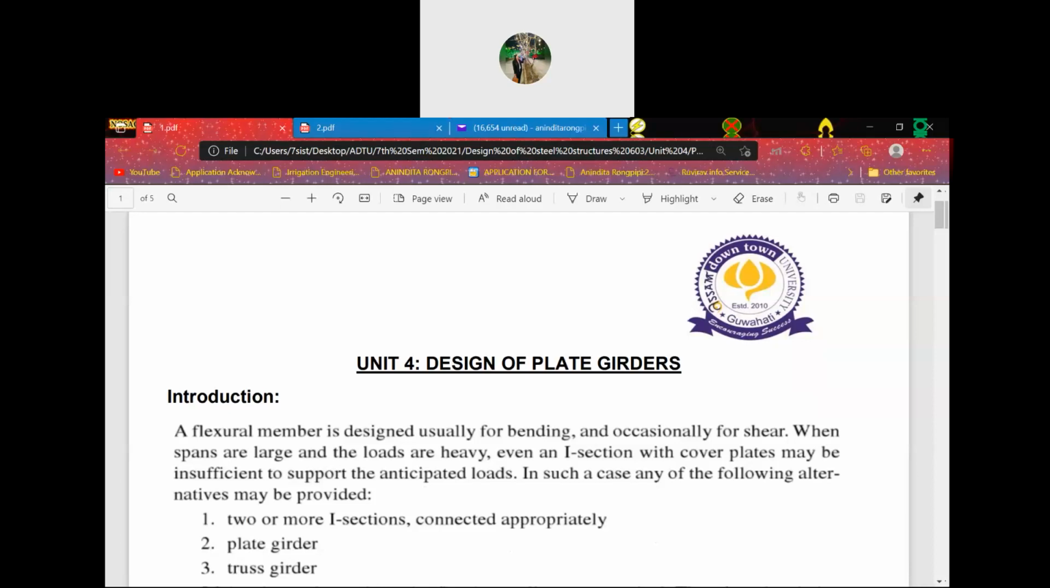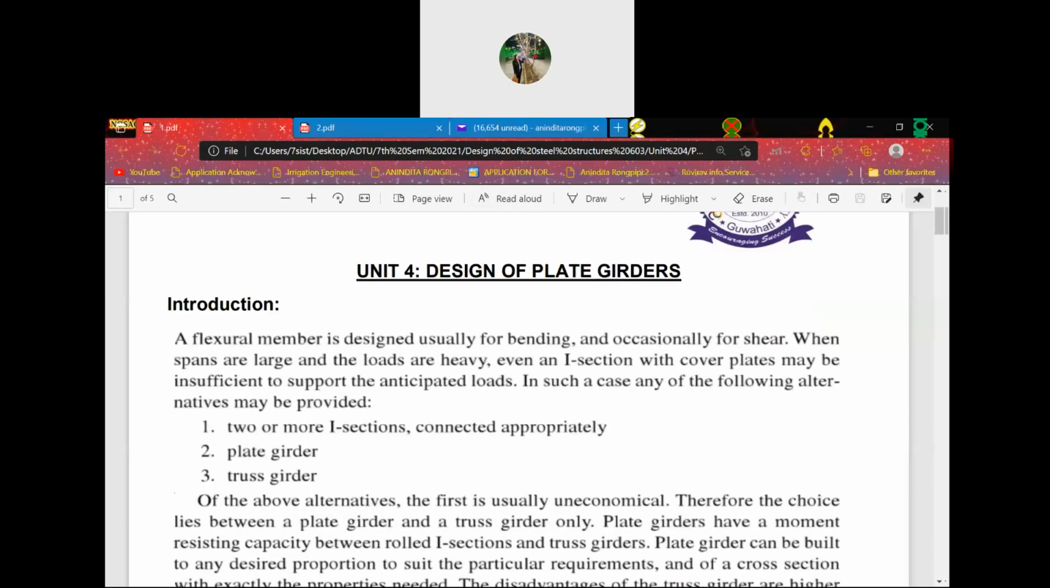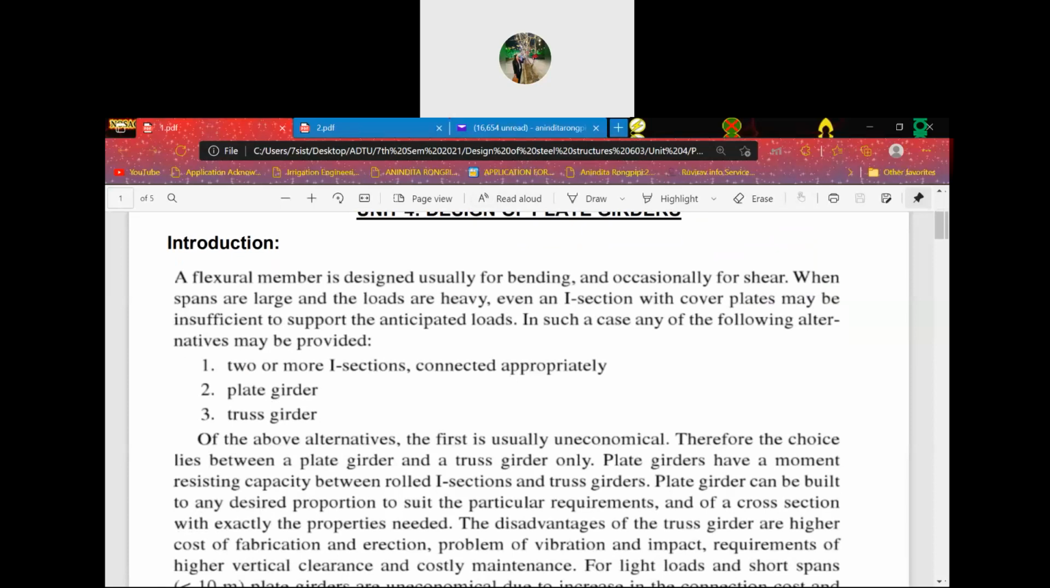When spans are large and the loads are heavy, even an I-section type flexural member with cover plates is insufficient to support the anticipated loads. In such a case, any of the following alternatives may be provided: two or more I-sections connected appropriately, plate girders, and truss girders. Of the above alternatives, the first one is usually uneconomical. Therefore, the choice lies between a plate girder and a truss girder only, that is number 2 and number 3.